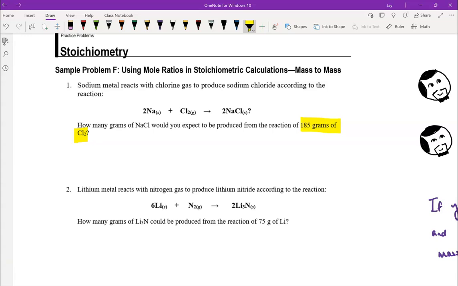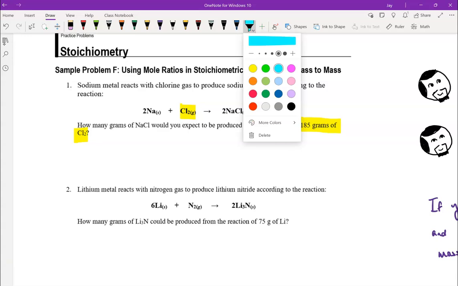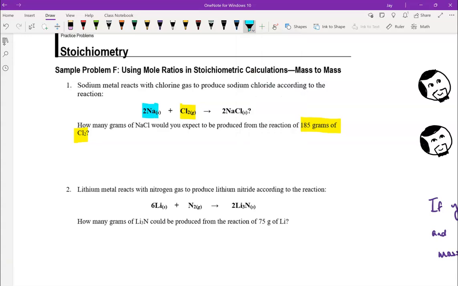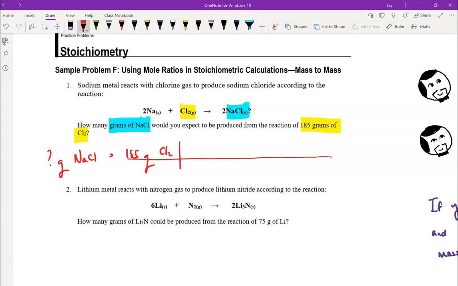Our known is clearly 185 grams of Cl2. That's where we're starting from. And what the question is asking us to find is how many grams of NaCl. So here is our unknown. All right, we're going to set it up just like we did practice 9E. We're going to ask how many grams of our unknown NaCl is the equivalent to 185 grams of our known, which in this case is Cl2.